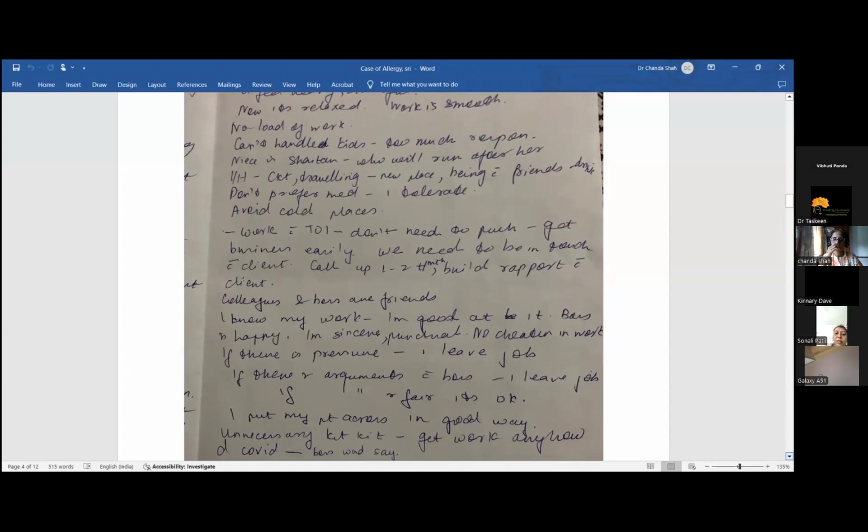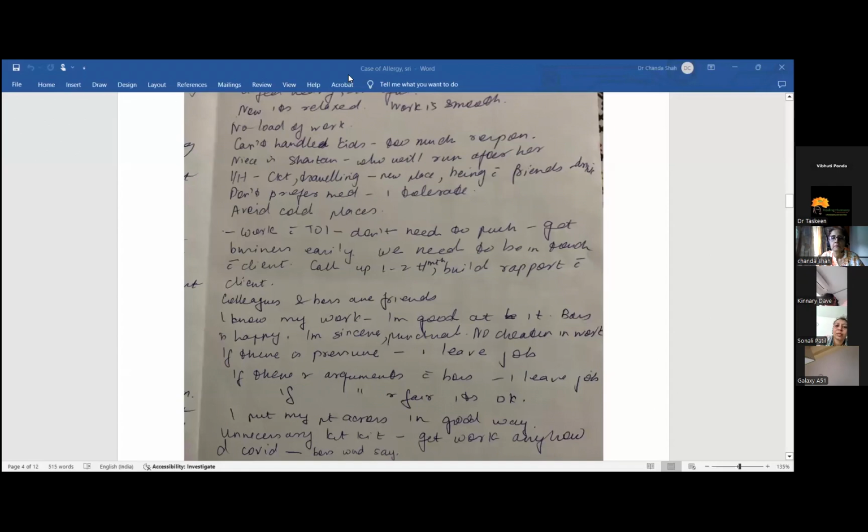At work, in Times of India, I don't need to push now. I get business easily. We need to be in touch with the client, so I would call up one or two times, build a rapport with the client. The colleagues and boss are my friends. I know my work. I'm good at it. The boss is happy. I'm sincere, punctual. There is no cheating in work.